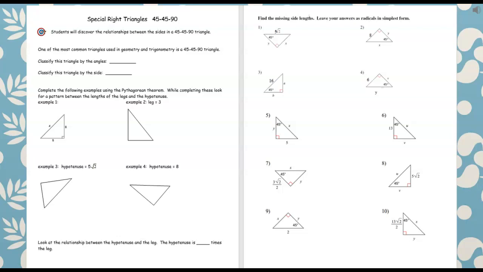Ultimately, we talk about much of geometry is looking for a pattern. So we're looking for the pattern here. In this particular case, the hypotenuse is radical 2 times the leg. Moving on, I then have 10 more additional examples that we would go through.